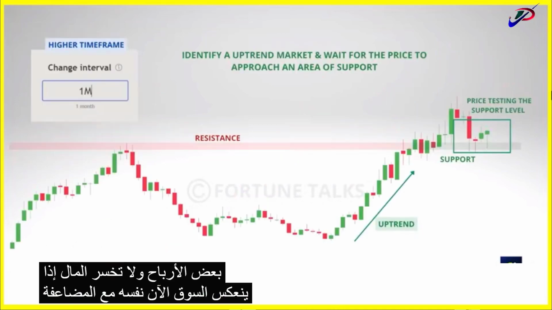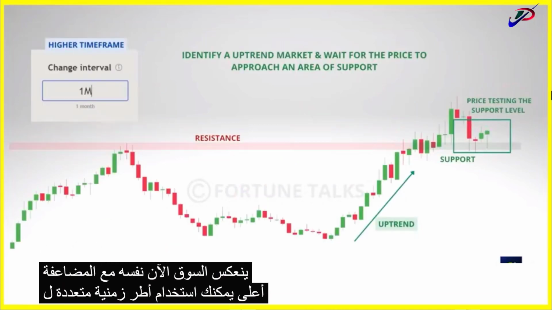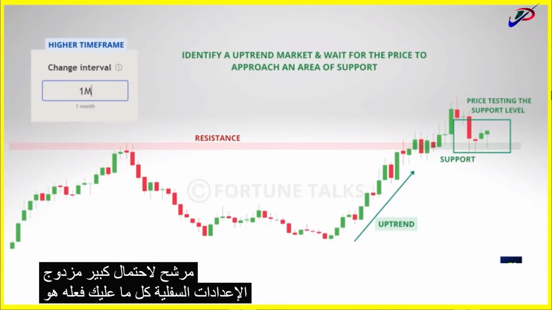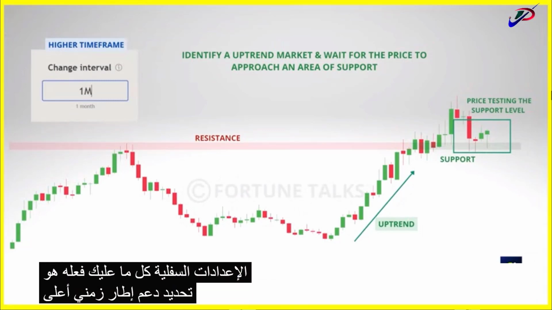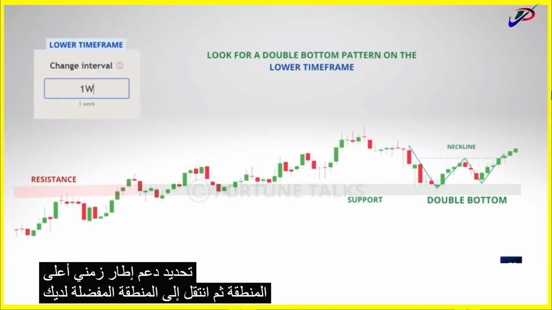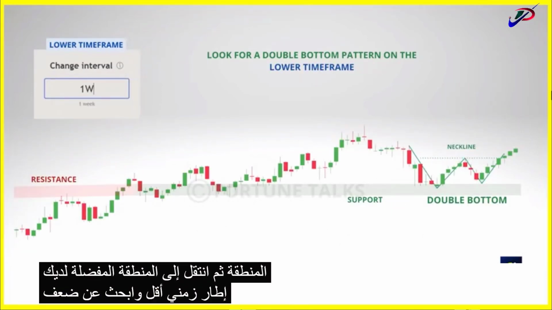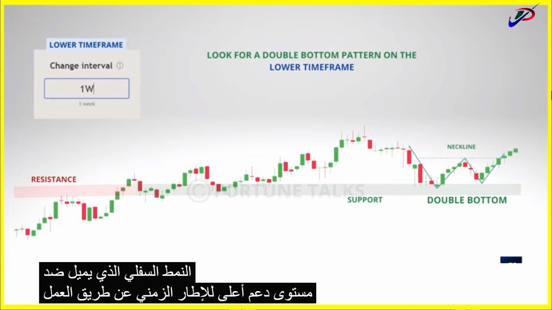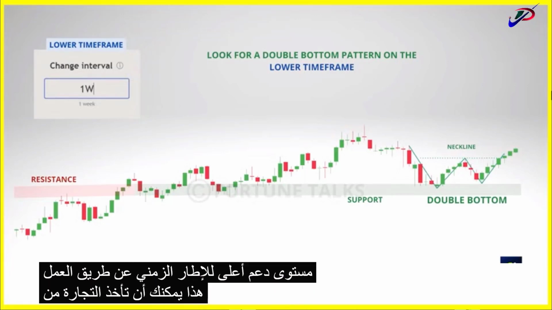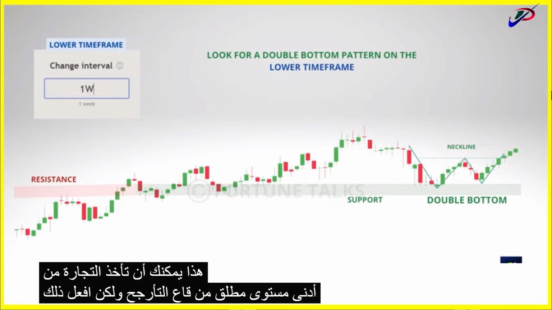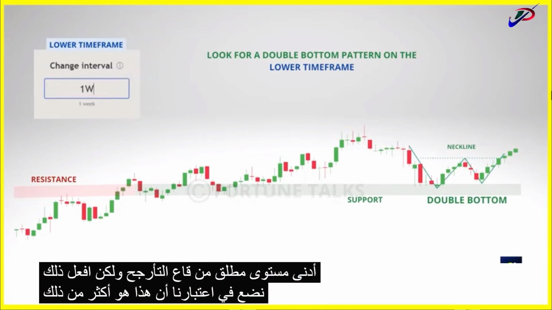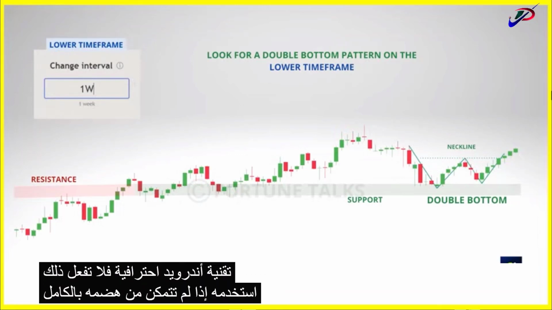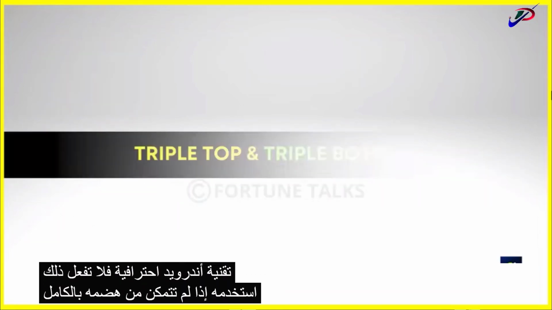Now same with the double top. You can use multiple time frames to filter for high probability double bottom setups. All you have to do is to identify a higher time frame support area, then move down to your preferred lower time frame and look for a double bottom pattern that leans against the higher time frame support level. By doing this, you can take a trade from the absolute low of the swing bottom, but do keep in mind that this is a more professional entry technique, so don't use it if you can't completely digest it.